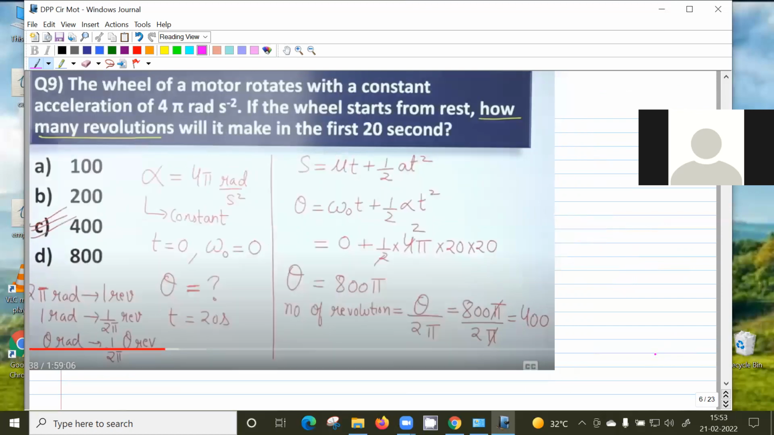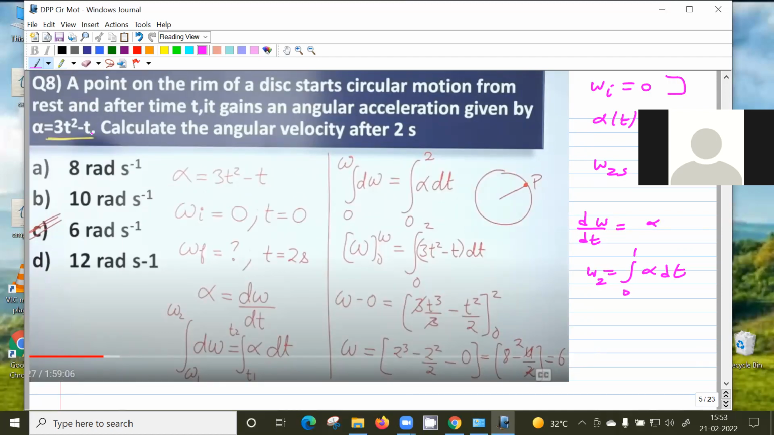Okay, this one, the wheel of a motor rotates with constant acceleration. The thing to note here is usually the acceleration is uniform. Earlier it was a function of time. But still it doesn't matter because we are solving it from the basics. But the equations of motion like v equal to u plus at are valid for uniform acceleration. Yes, sir. Constant acceleration. It's a different thing.